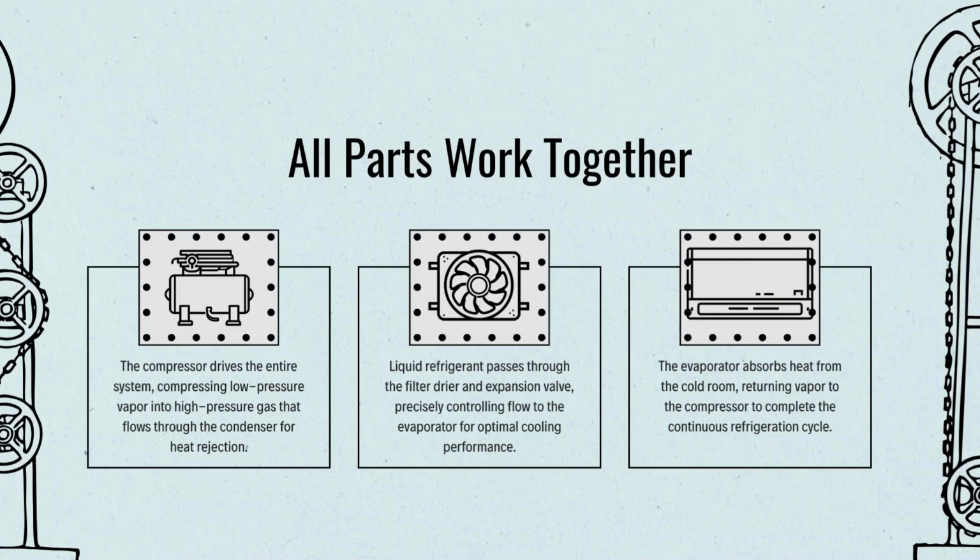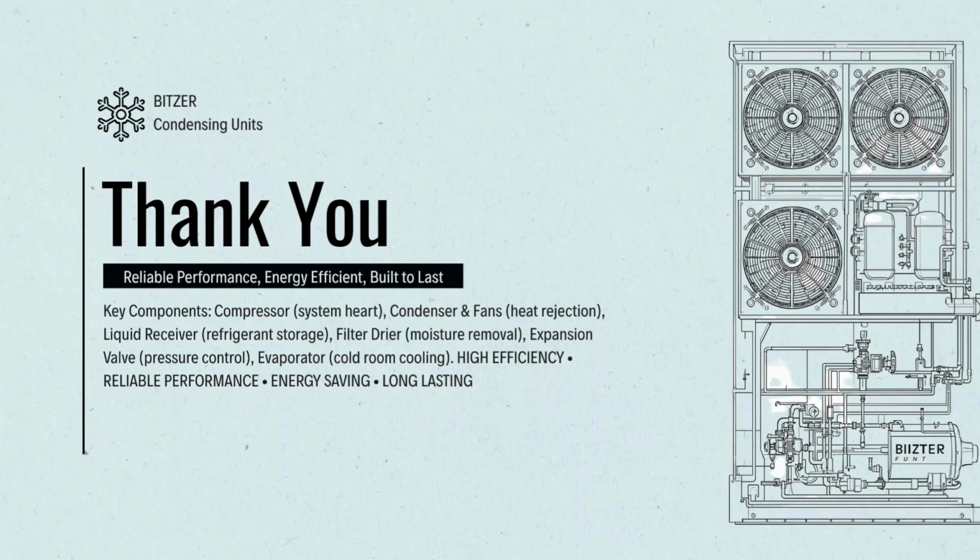All parts work together. The compressor drives the entire system, compressing low-pressure vapor into high-pressure gas that flows through the condenser for heat rejection. Liquid refrigerant passes through the filter dryer and expansion valve, precisely controlling flow to the evaporator for optimal cooling performance. The evaporator absorbs heat from the cold room, returning vapor to the compressor to complete the continuous refrigeration cycle. Reliable performance, energy efficient, built to last.